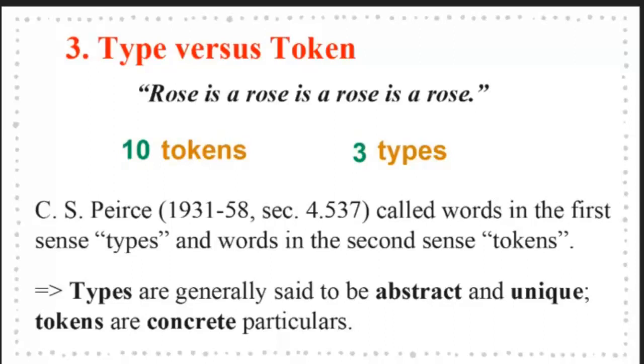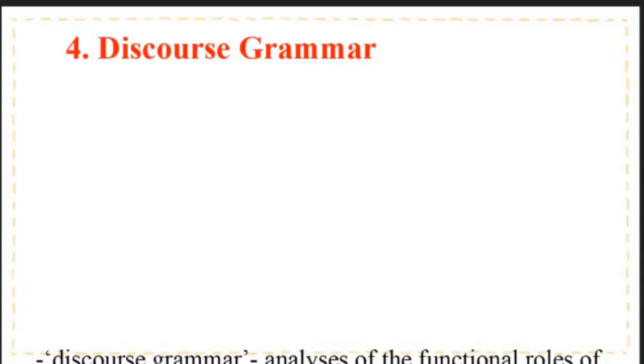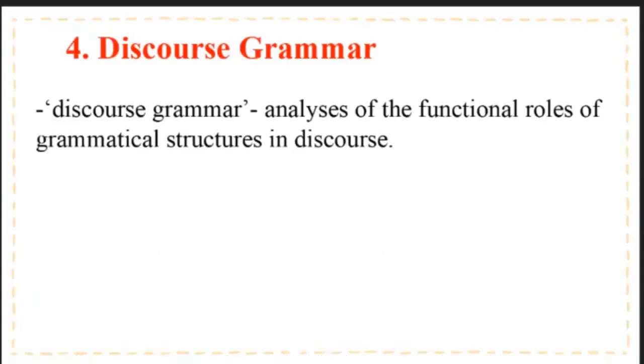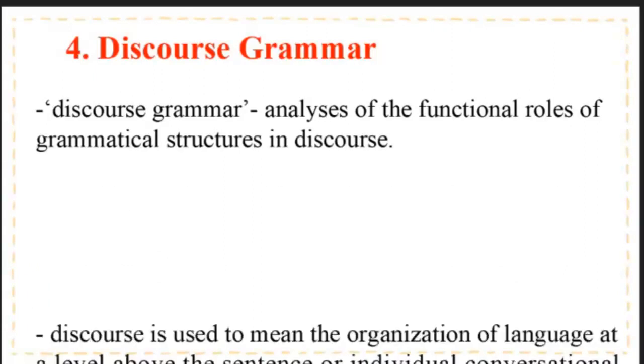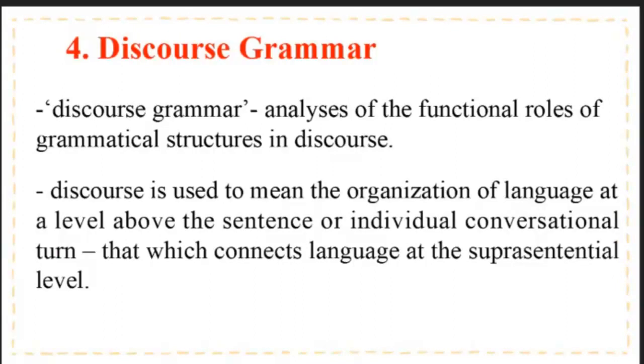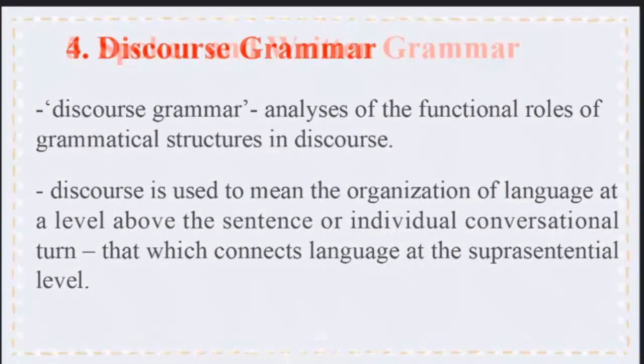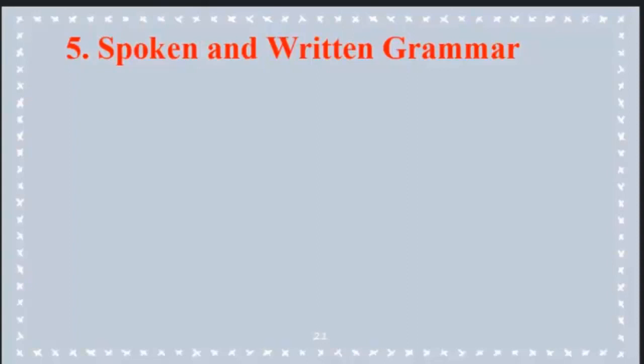The fourth thing that we need to consider when we describe grammar is discourse grammar. That is the analysis of the functional rules of grammatical structures in discourse. Discourse is used to mean the organization of language at the level above the sentence or individual conversational turn, which means we have a longer, upper, supersentential level. And last but not least, spoken and written grammar is very important.